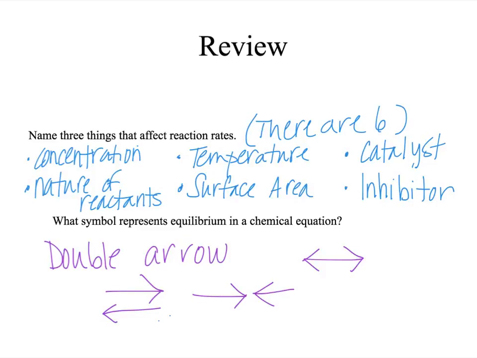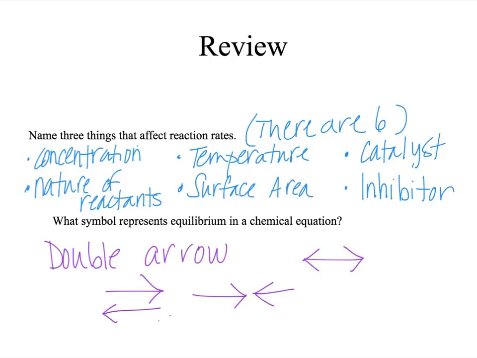Temperature, we talked about that also already. Higher temperature means faster particles with more kinetic energy, which gives you a higher chance of effective collisions. Surface area, we just talked about in the previous question. Larger surface area means more particles to react. And then, of course, a catalyst would speed up a reaction rate, and an inhibitor would slow the reaction rate down.